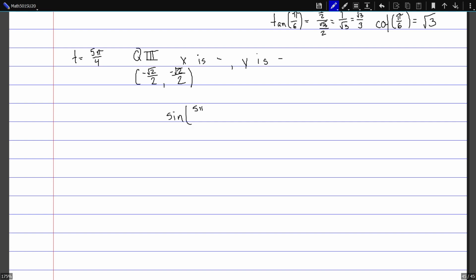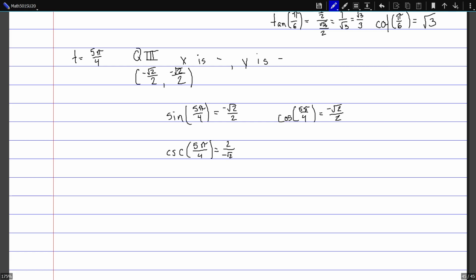So sine of 5 pi over 4, we're just going to grab our y-coordinate, negative square root of 2 over 2. Cosine of 5 pi over 4, same idea, this time just grabbing the x-coordinate, negative square root of 2 over 2. For our cosecant, we're going to look at the reciprocal of our sine function. So this would be 2 over negative square root of 2.